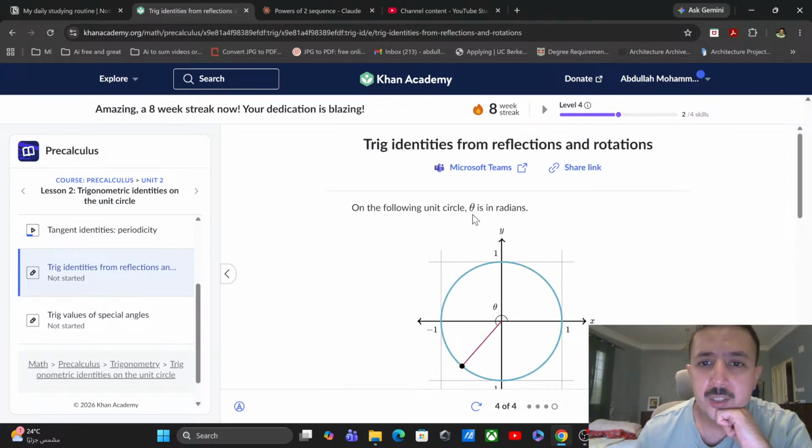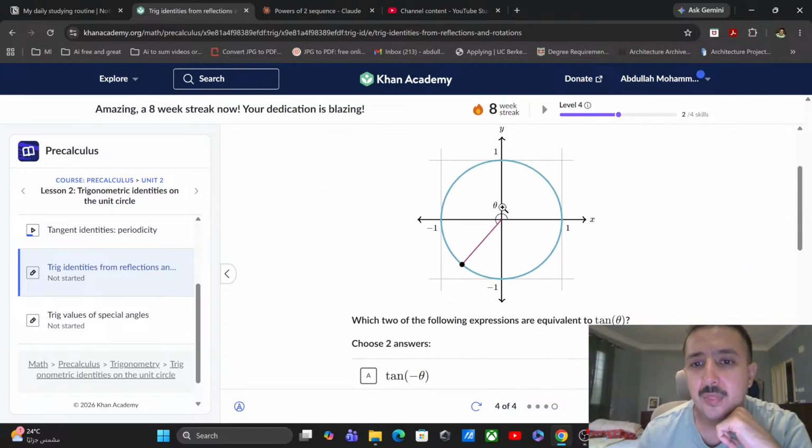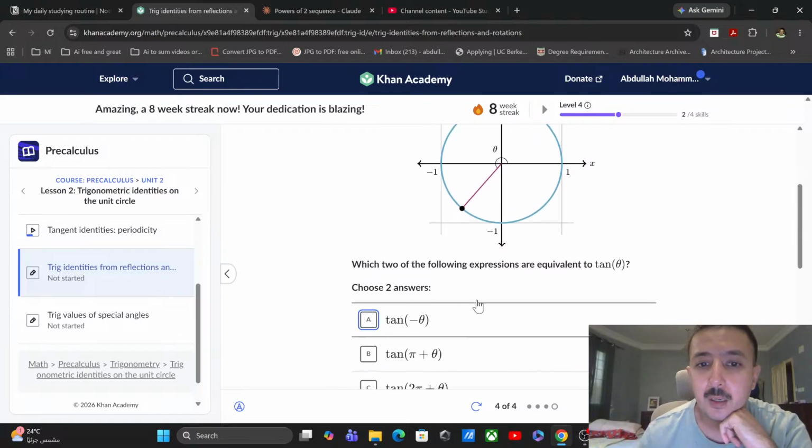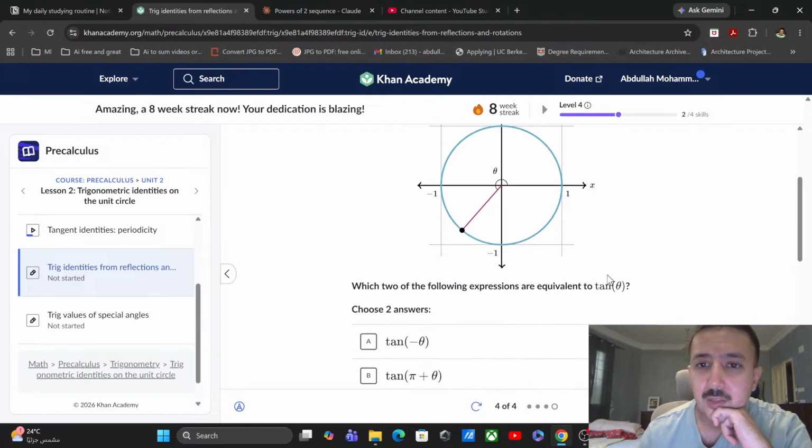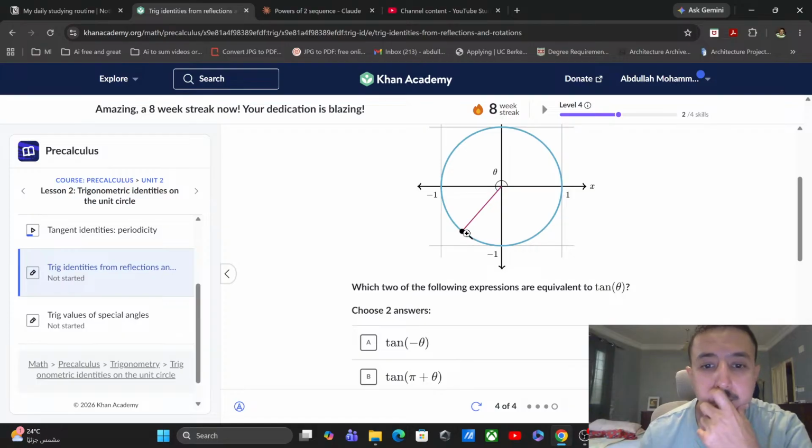On the following unit circle, theta is a radians. This is the theta. Okay. Are equivalent to tan theta. Tan theta. Here, minus over minus, so it's positive. Flip it over the x-axis. Nope.